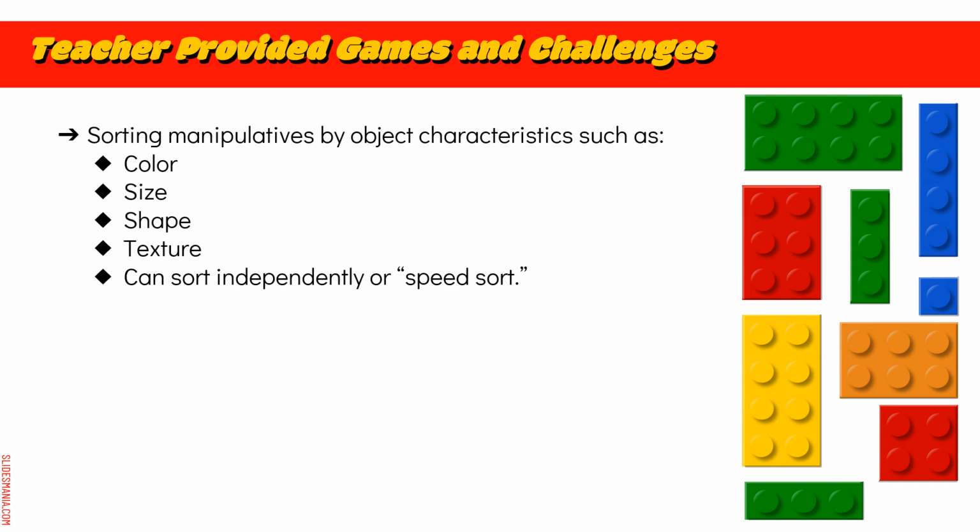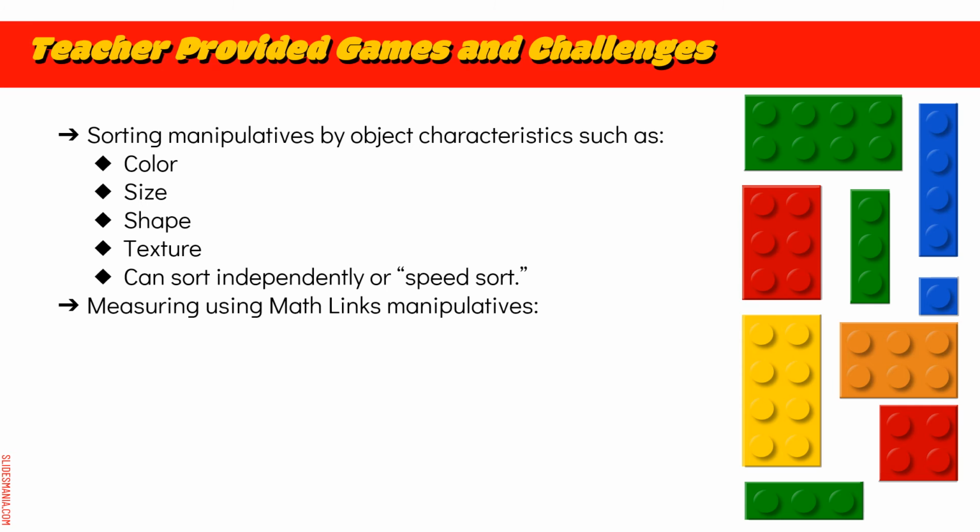And then I would have plates on the table, each representing a color of the bear. And children could do it independently by sorting the bears by the colors, or I could do a challenge and do a speed sort. And I would say, now, just a minute, don't start yet. But when I say go, we're going to sort these as fast as we can. So it's the same activity, but sometimes children just like that extra challenge of doing it in a speedy kind of way. So that would be one kind of game or challenge that you could have for children.